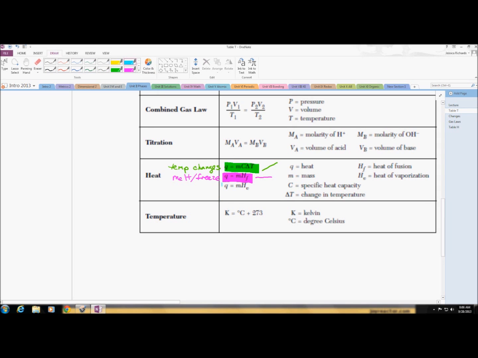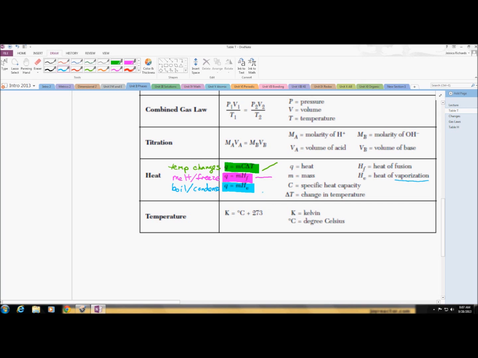Then we have this last equation down here, which we didn't look at on our graph yet, but as long as we're on Table T, we might as well take care of it. Q equals mH sub V. Q is still heat, m is still mass, H sub V is the heat of vaporization. So when you see vaporization, hopefully you think of gases. This is the one that we're going to use when something boils or condenses.